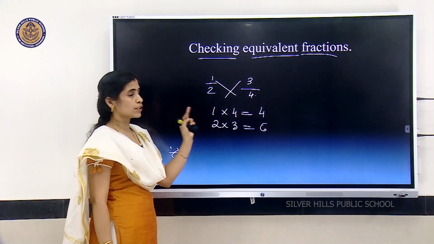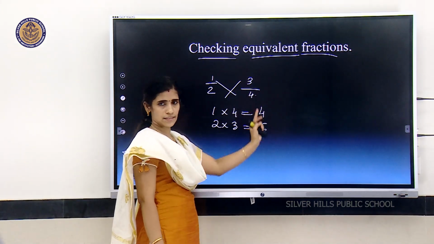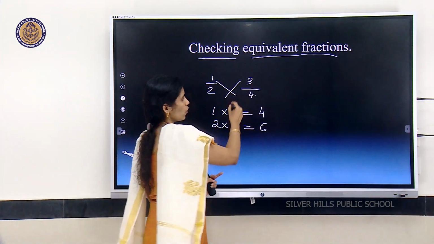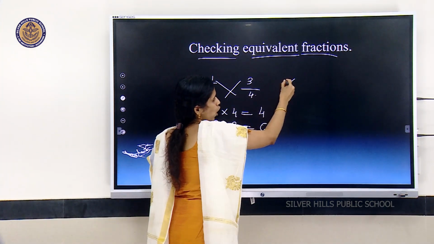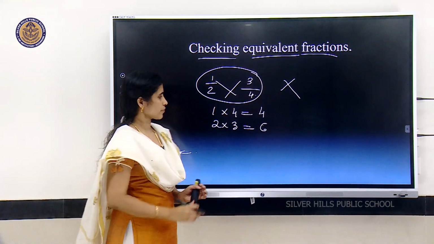So here the cross products are different. That means 4 and 6 both are different. The cross products are different. Therefore, these two fractions are not equivalent.